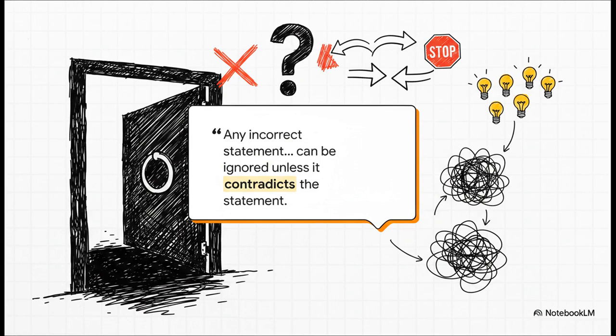And here is a massive trapdoor you really need to be aware of. The mark scheme explicitly states, any incorrect statement can be ignored unless it contradicts the statement. What does that mean for you? It means if you write a perfect answer, but then you get nervous, start babbling, and add a contradictory sentence at the end, you lose the mark. Seriously, don't snatch defeat from the jaws of victory by over-explaining. Keep your answers concise, stick only to the facts, and stop writing.